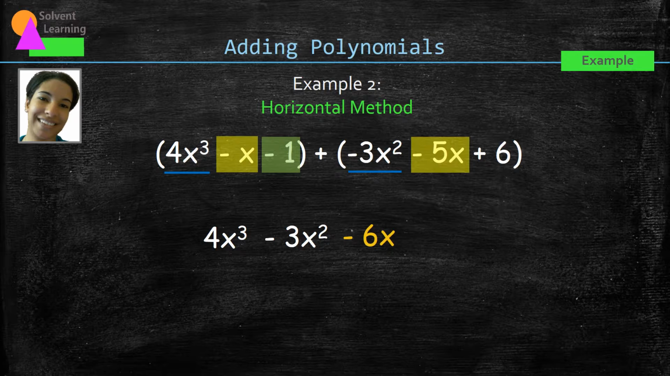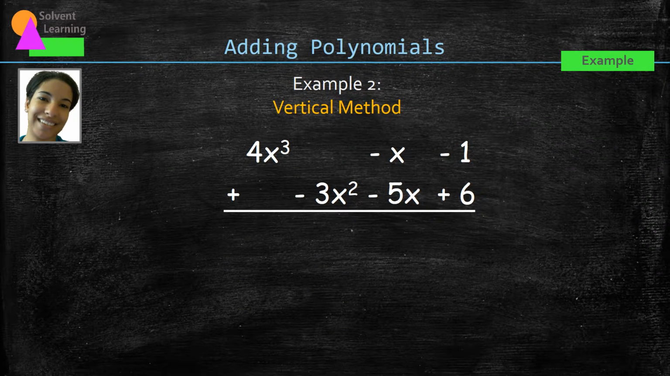Now we move on to the last term of the first polynomial. We have a minus 1 there, and I'm highlighting the minus sign with it so that I know that I need to treat it as a negative 1. And then in the second polynomial, I have a positive 6. When I combine negative 1 and positive 6, I get positive 5. Now we have the sum of these two polynomials.